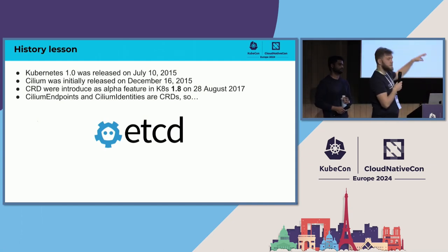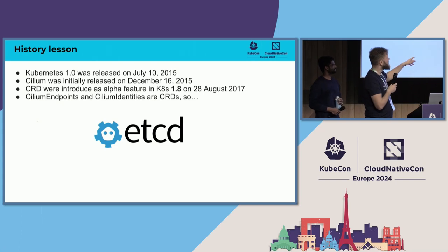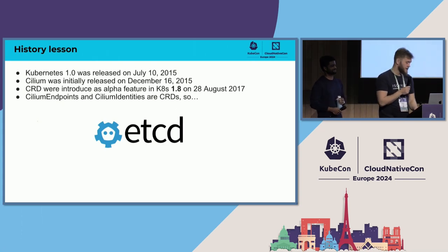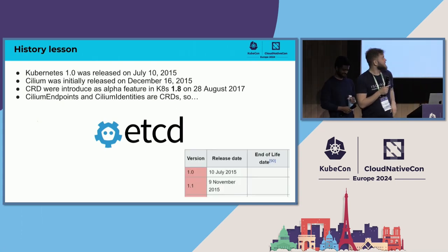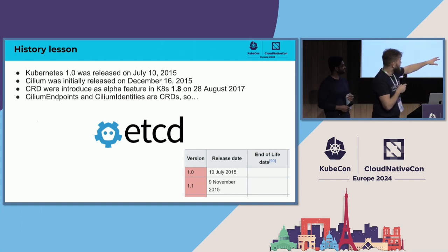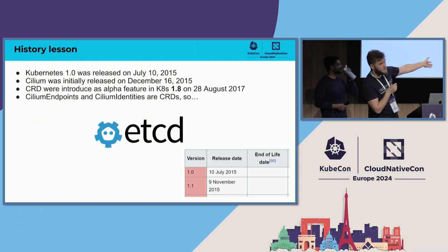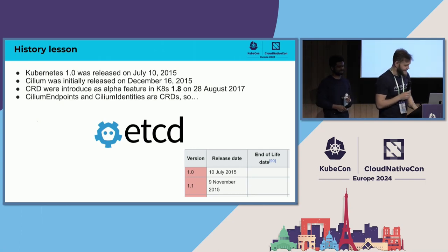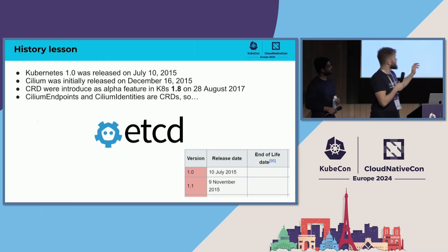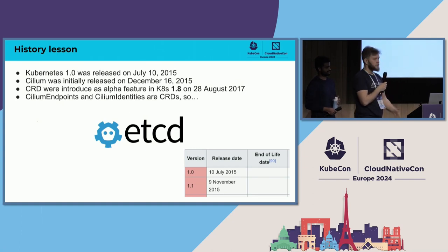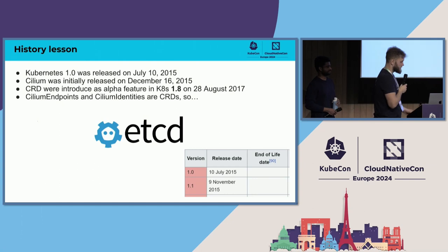And please don't quote me on these dates. These were taken from Wikipedia, so they might be wrong. For example, if you take a look at the releases of Kubernetes, you might see that 1.0 might still be supported, like the end of life date is empty, so I don't know. To sum up, we have two different ways of running Cilium, one with etcd, one with CRD. And now Hemanth will talk a little bit more about the differences, the pros and cons of both of them.